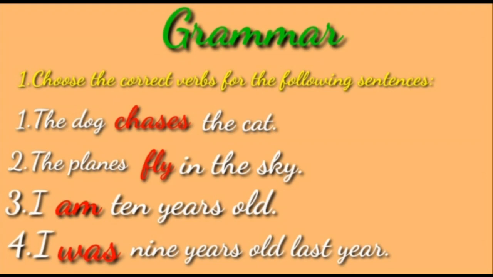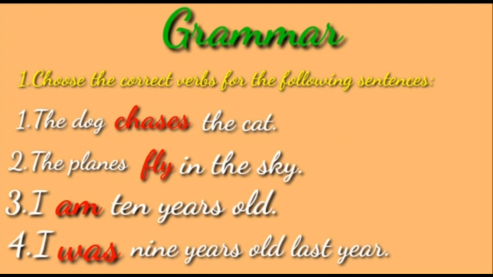Third one, I am 10 years old. The verbs be and have change their forms depending on the subject. Here, the subject is I, so am will come for present tense. So, the sentence is, I am 10 years old.